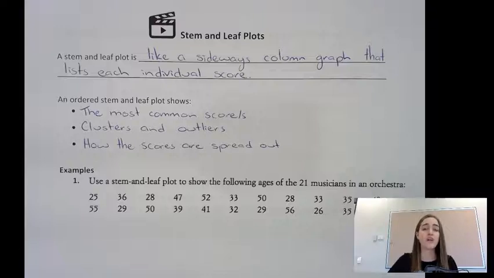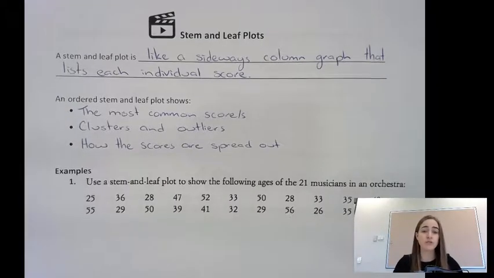In this video, I want to have a look at stem and leaf plots. A stem and leaf plot is like a sideways column graph, but it lists every individual score. We can have ordered and unordered stem and leaf plots, but ordered are the ones that are most useful. In an ordered stem and leaf plot, it's going to show us what the most common scores are. It's going to show us if there are any clusters or outliers, and it's also going to show us how the scores are spread out. So let's have a look at how we can draw one.